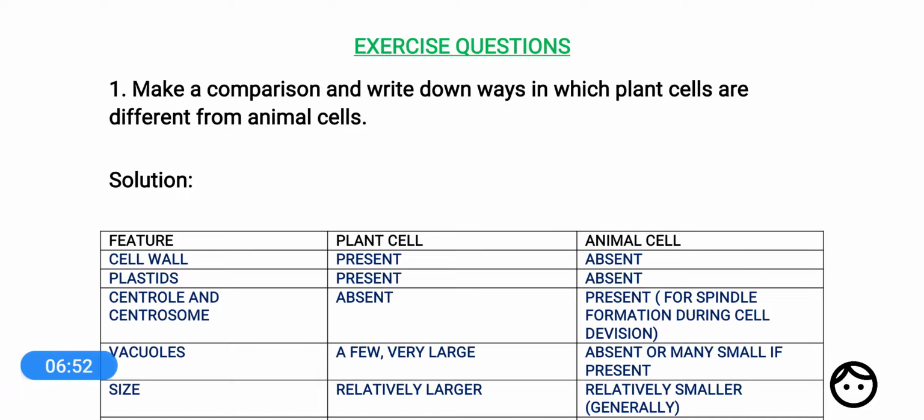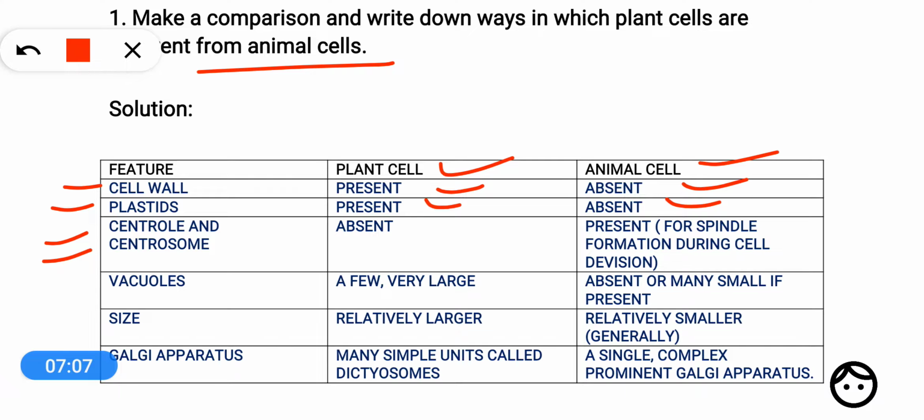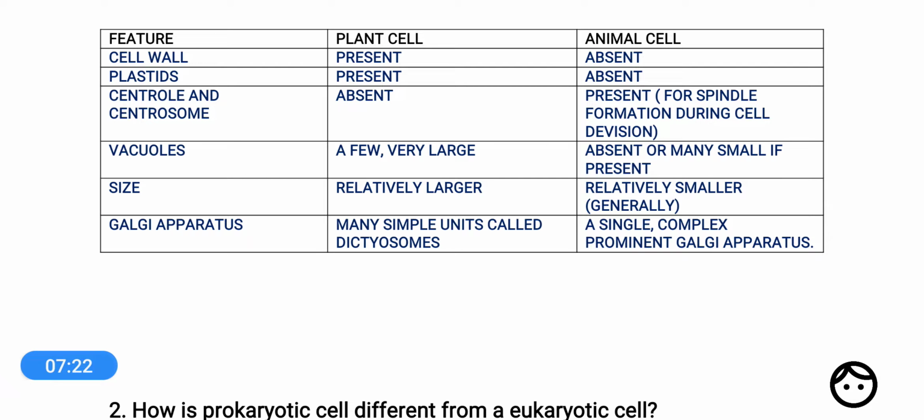Now we talk about exercise questions. The first question is comparison between the plant and animal cell. This is the plant cell, this is the animal cell. If we talk about features, cell wall is present in plant cell but absent in animal cell. Plastids are present in plant cell, absent in animal cell. But centrioles and centrosome are absent in plant cell but present in animal cell. The function of centriole and centrosome is in the formation of spindle during cell division. So centrosome or centriole help in spindle formation during the cell division.